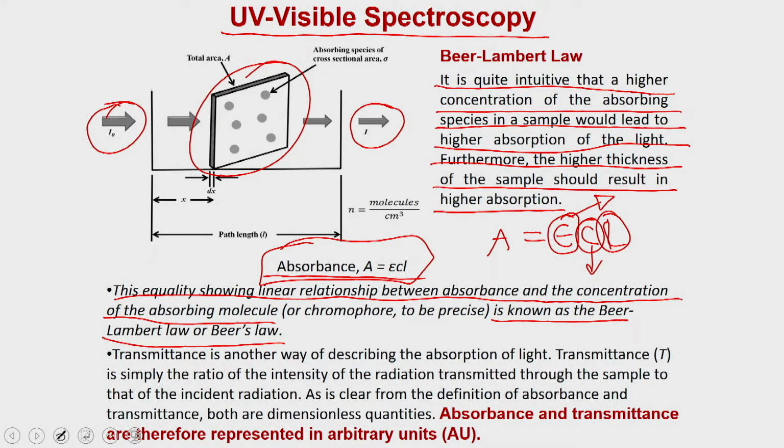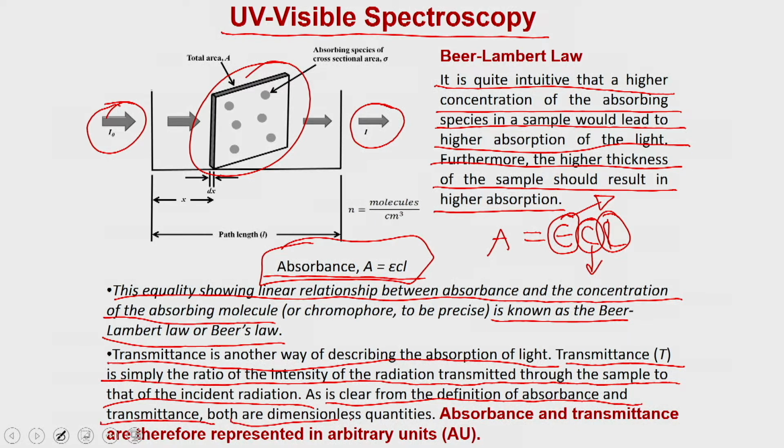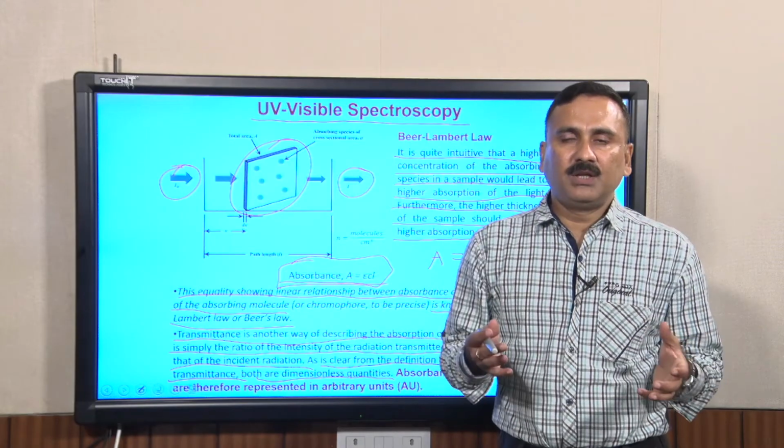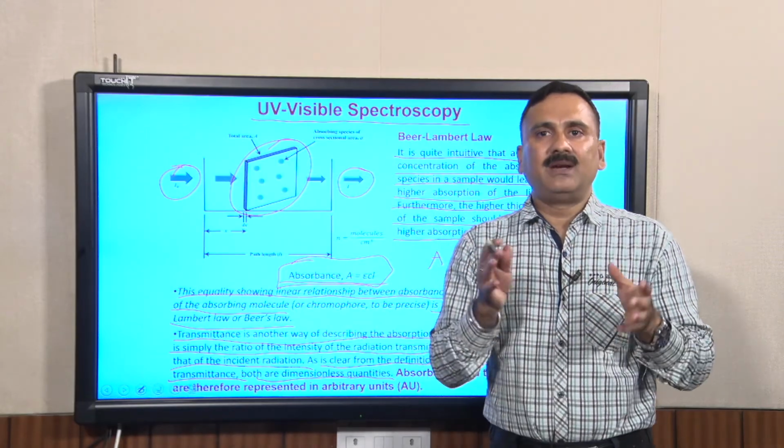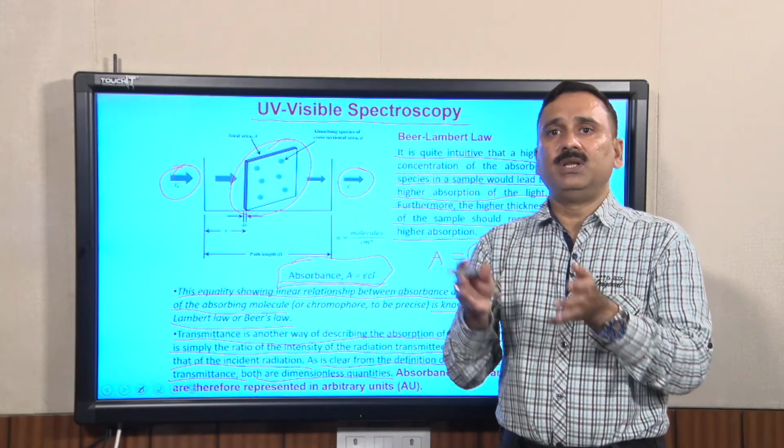Transmittance, so absorbance is one phenomenon, the amount of light being absorbed. The transmittance is actually another way of describing the absorption of light. The transmittance is simply the ratio of the intensity of radiation transmitted through the sample to that of the incident radiation. It is clear from the definition of absorbance and transmittance that both are dimensionless quantities, because both are actually ratios.